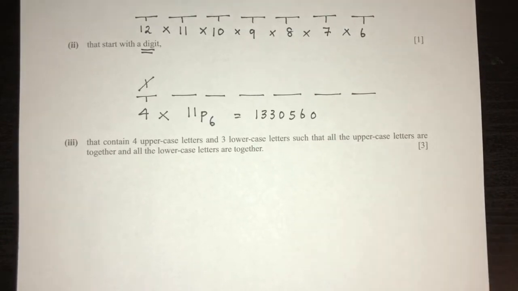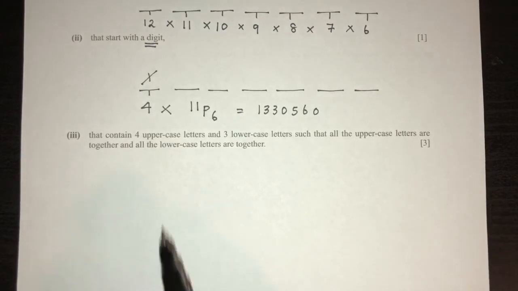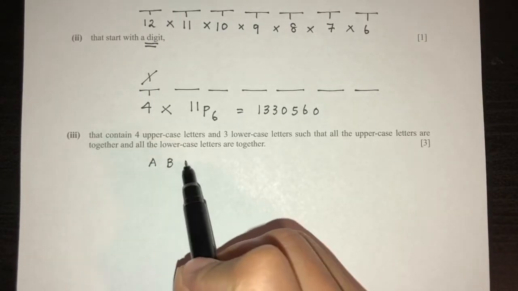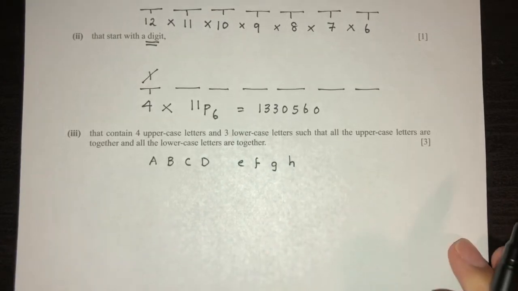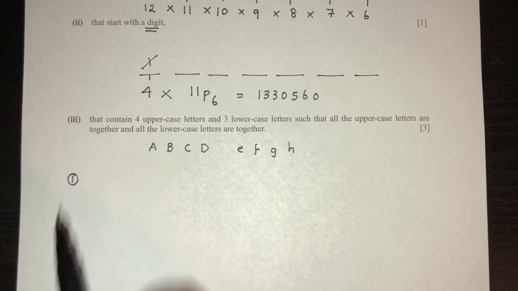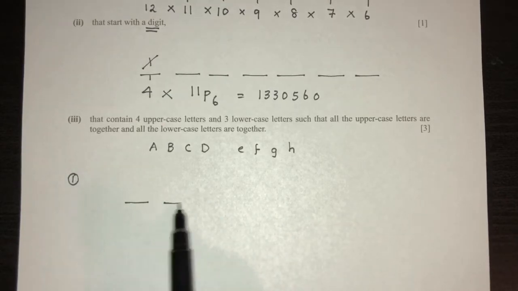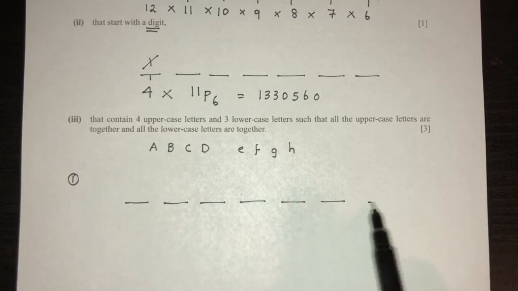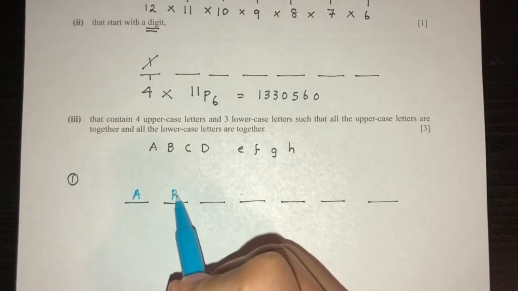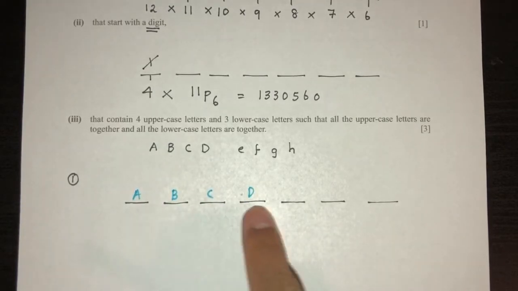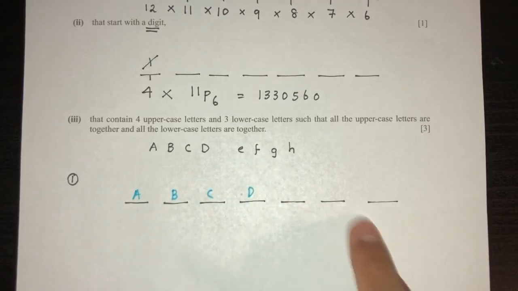Now for part 3, the password contains 4 uppercase letters and 3 lowercase letters, such that all the uppercase letters are together and all the lowercase letters are together. Let's write down all the uppercase: A, B, C, D. Lowercase we have E, F, G, and H. Now we have to try case by case. In one case we have 7 spaces, and we need these 4 to be together. So let's say we place them here, A, B, C, D. By placing these 4 together, the rest 3 can be together too. So that is one option.